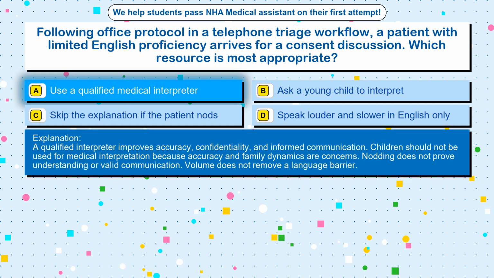A qualified interpreter improves accuracy, confidentiality, and informed communication. Children should not be used for medical interpretation because accuracy and family dynamics are concerns. Nodding does not prove understanding or valid communication. Volume does not remove a language barrier.